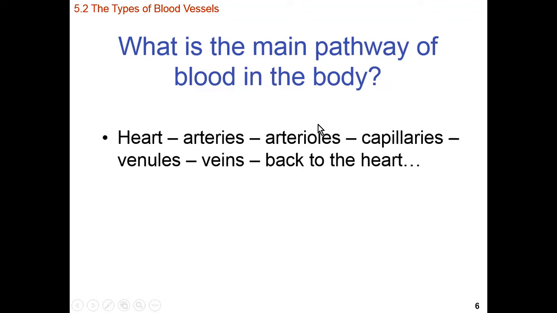Those arterioles are going to get smaller and smaller until we go to the capillaries. The capillaries are the smallest blood vessels of our body, and this is where we have lots of gas and nutrient and fluid exchange taking place. After the capillaries, we're going to reverse course, and we're going to start heading back to the heart. We'll head back to the heart starting with the small veins known as the venules, then we'll go to the veins, and then finally, boom, we're in the heart.